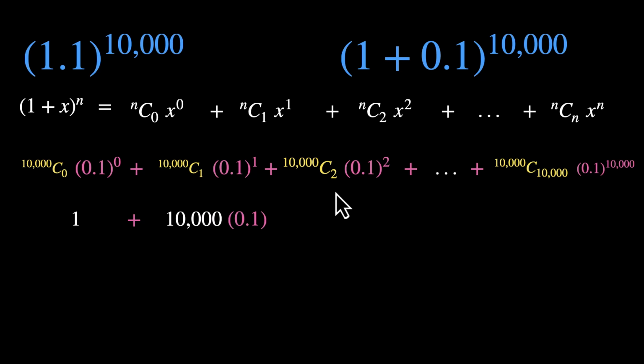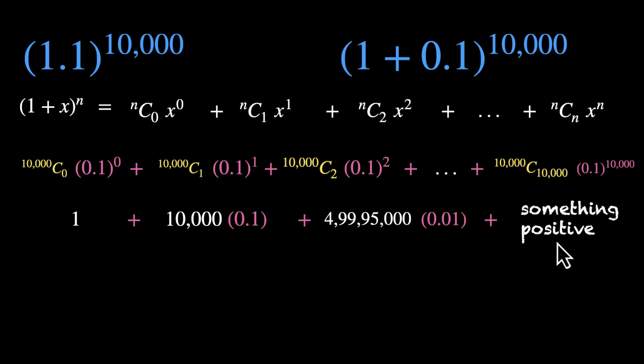10,000 C2. What is this value? This is 10,000 times 9,999 divided by 2. That's going to be 10,000 times 4,999.5. That's going to be 4,995,000. This will be 10,000 C2. Times 0.1 squared, well, that's going to be 0.01 plus a lot of other terms, but I don't think we need them because this is a very large number. So I'll write something positive here.